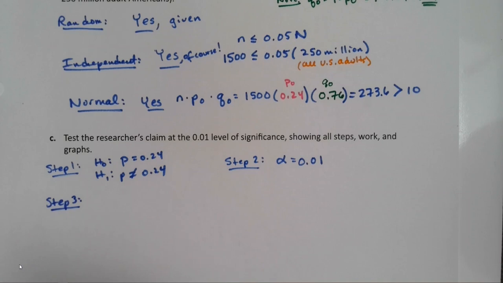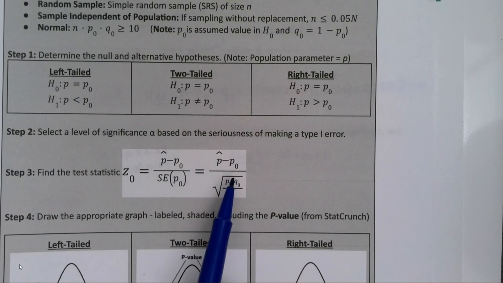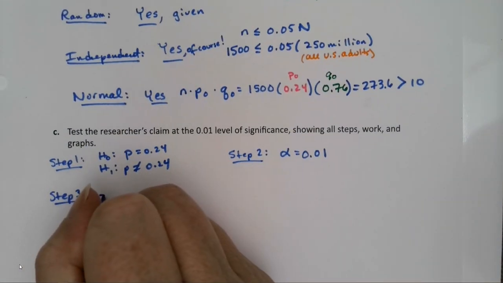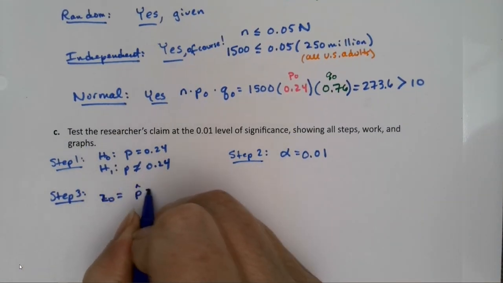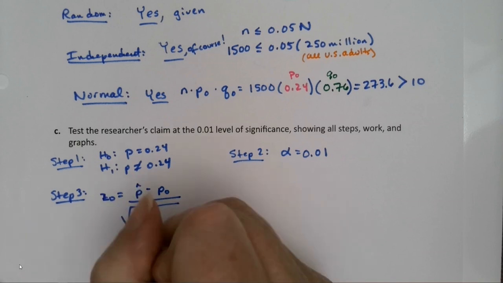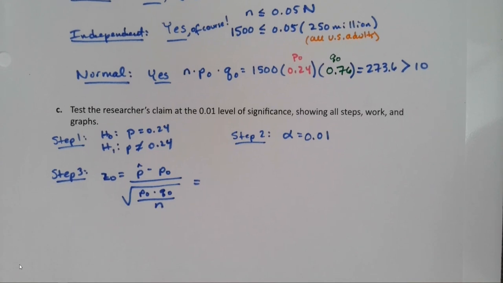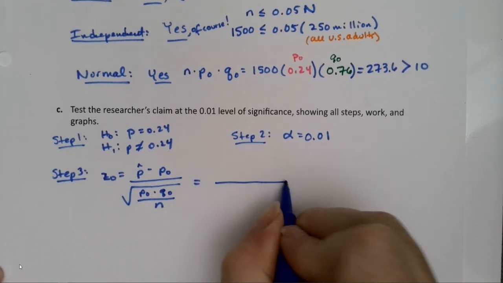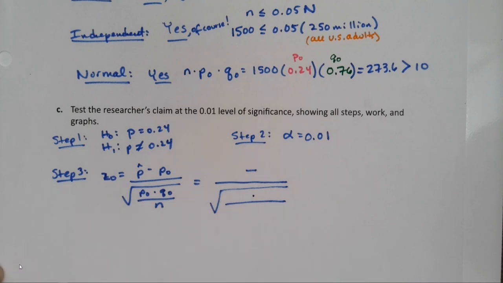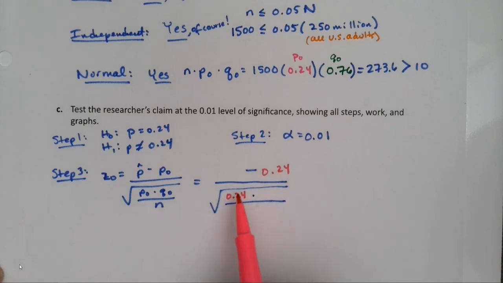Okay, step 3 is the hardest part because step 3 has this big formula. Now you could technically write either side of it. They both work, but generally we stick with the one on the right because we know those values. So Z0 is P hat minus P0 over the square root of P0 times Q0 over N. Right, that's the formula right from the page. I already know what P0 is, so wherever there's a P0 in there, I can put 0.24.